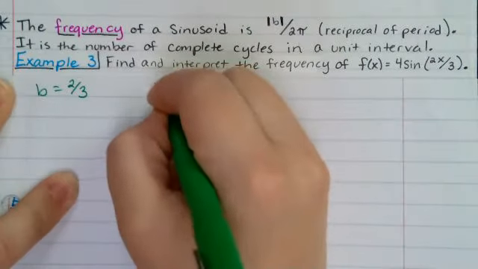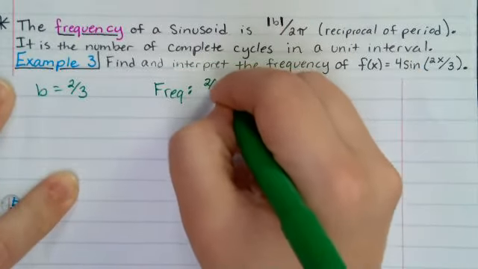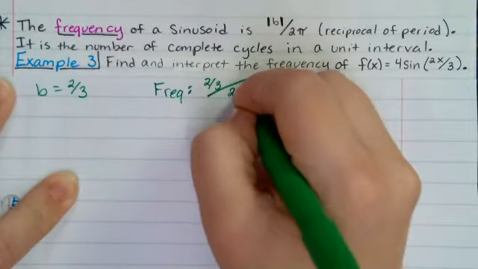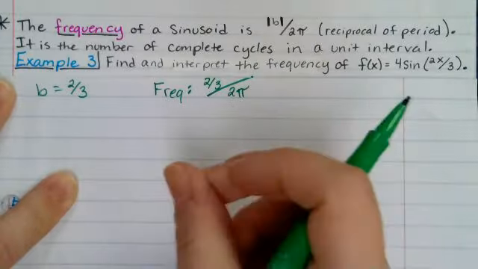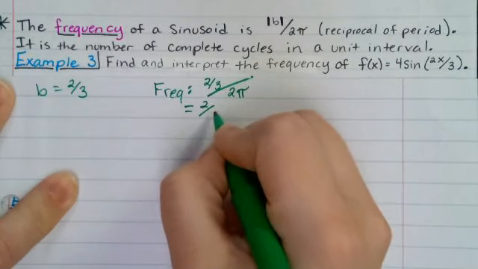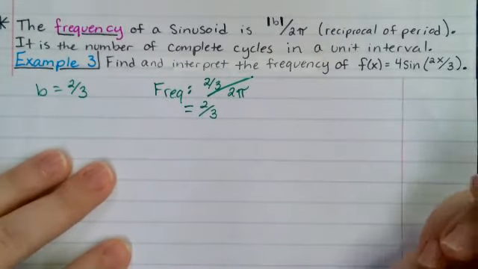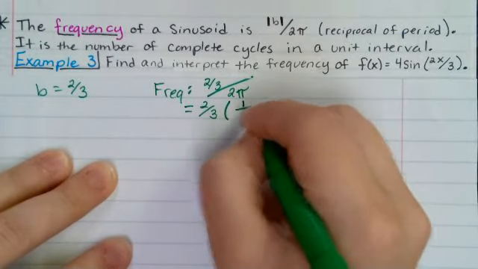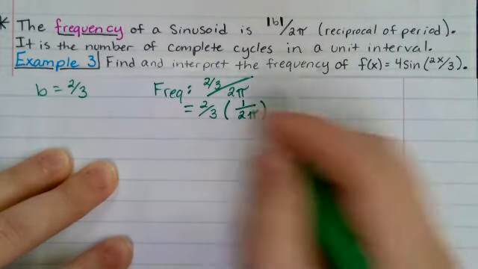So to get my frequency, what we're going to do is take the absolute value of b, which is 2/3, and we're going to divide that by the 2 pi. Now I'm taking a fraction and dividing by 2 pi, right? So in order to solve for that, I'm still going to do the whole multiply by the reciprocal thing. Keep, change, flip. We're leaving 2/3 alone. We're going to change to multiplication, and instead of 2 pi, we're going to have 1 over 2 pi, so that we can do that division.